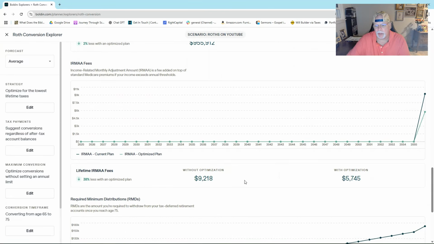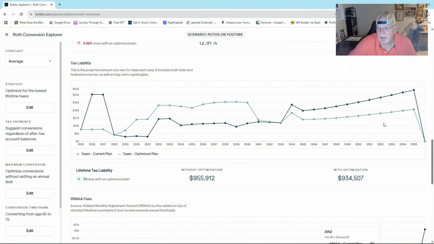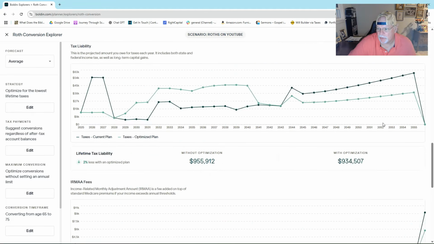Now this was kind of weird. See, I had no IRMA fees. So that means I never went beyond the Medicare premium, even with the Roth conversions being put out so far. But for some reason, right here at the end, I do. And it could be because this is where I die. And so this is the widow's tax trap, which we'll play around with again. But when I die at 89, she goes to single and so it probably pops up. But that's only 1 year.